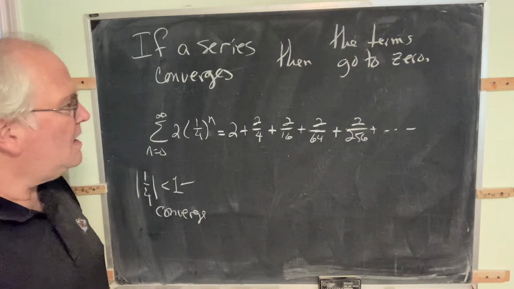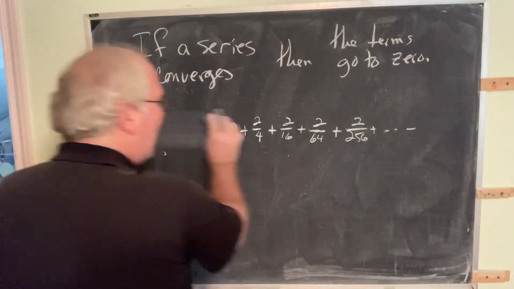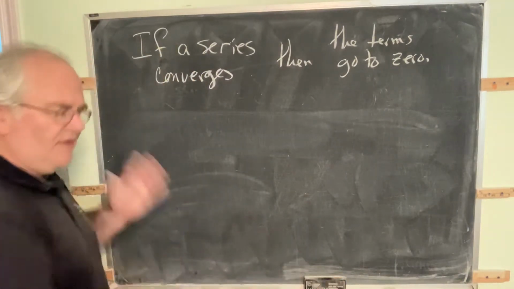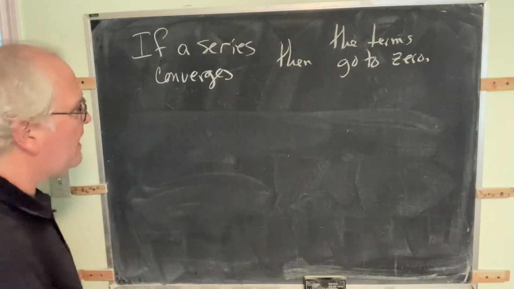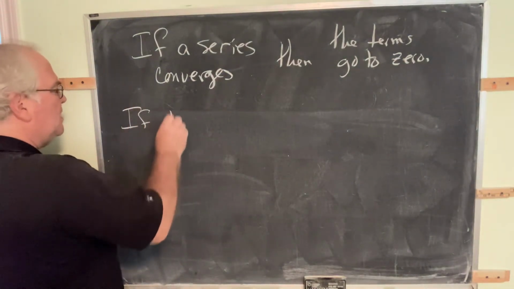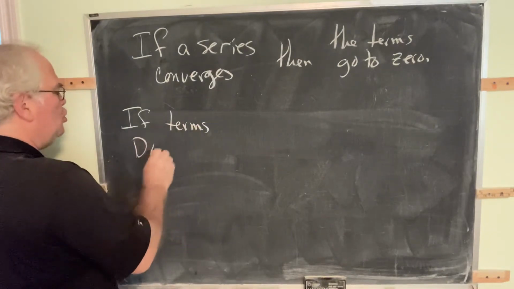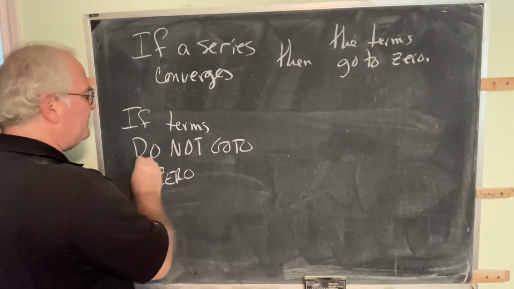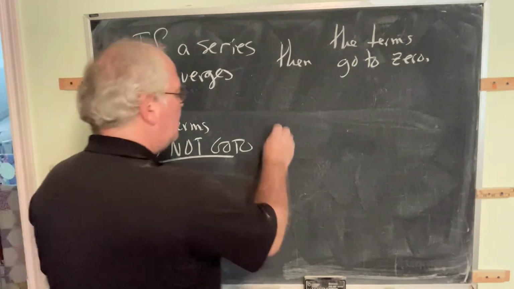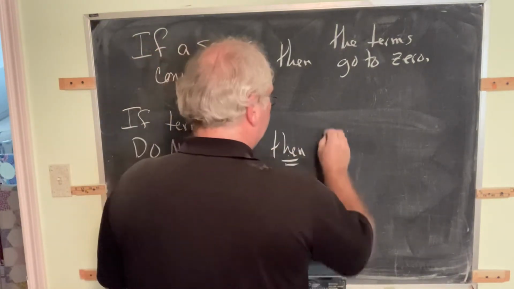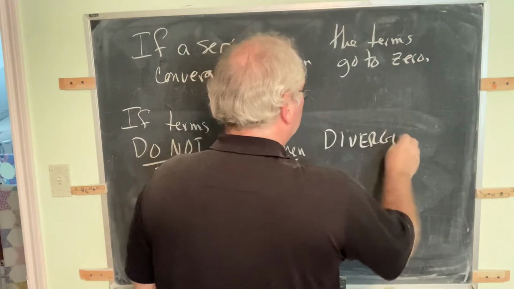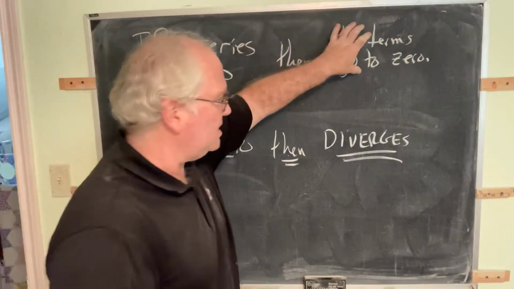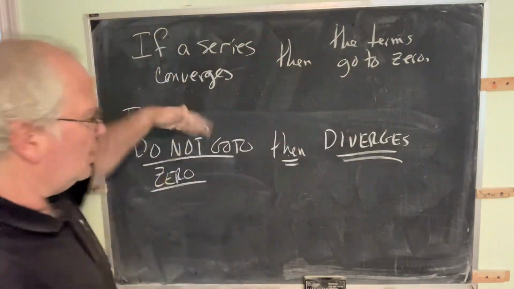All right? So there is, however, if you've studied logic, what is called the contrapositive. There is something we can glean from this. And it says this: if the terms do not go to zero, then we may conclude it diverges. It actually is logically equivalent to the previous statement. If it does converge, therefore the terms go to zero. If they don't go to zero, that means it doesn't converge. These are logically equivalent statements.